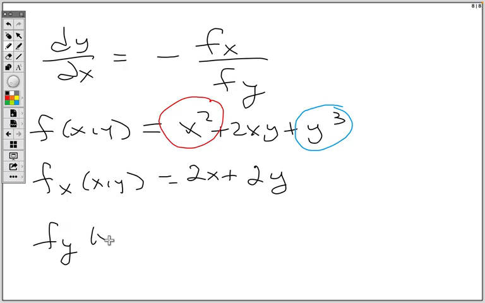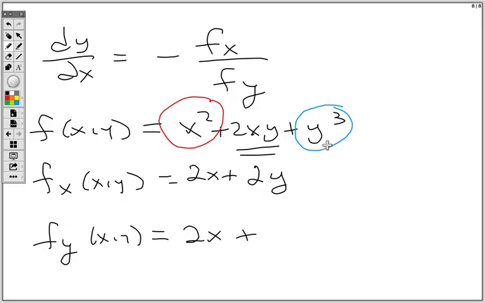And then fy, I do the same thing, except now I treat x as the constant. So once again, if x is a constant, so is x squared. The derivative of that with respect to y will be 0. What's the derivative of 2xy with respect to y? So what would the derivative of 2xy be with respect to y? Good, that would just be the 2x.